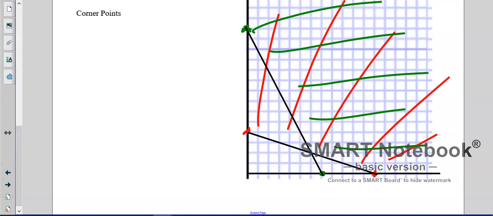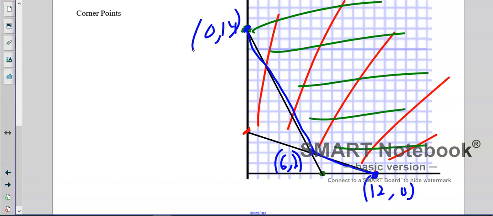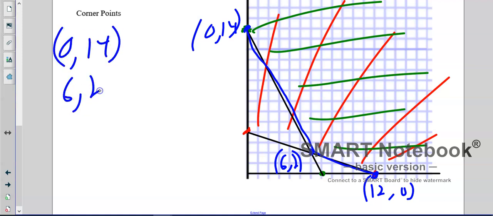So where's my overall line? It starts here, comes down here to this point, out to this point right here. Those are my 3 corner points. So what is that mysterious point? 1, 2, 3, 4, 5, 6, 1, 2. And again, this one was 12, 0. And this one was 0, 14. So those are my 3 corner points. 0, 14, 6, 2, and 12, 0.